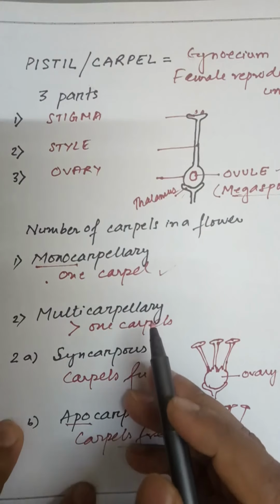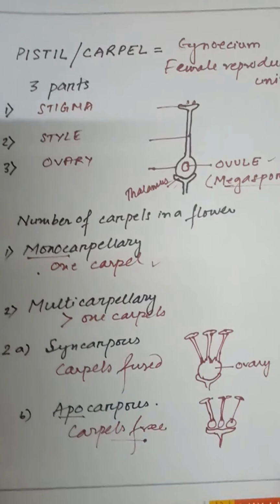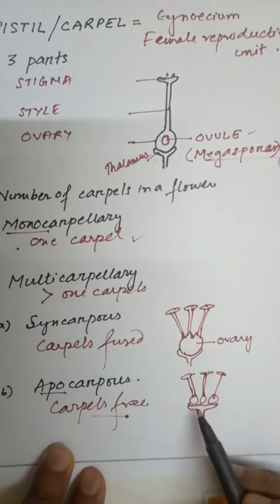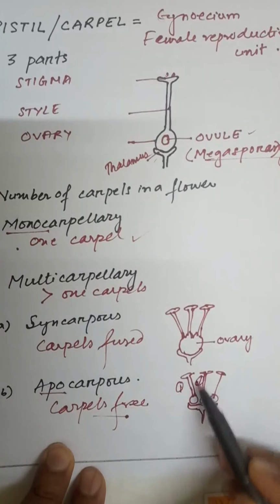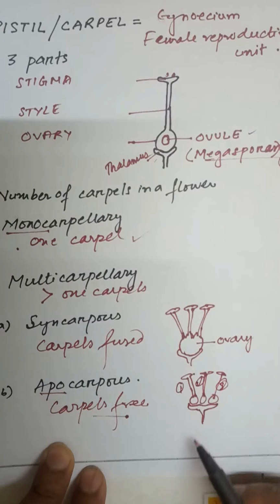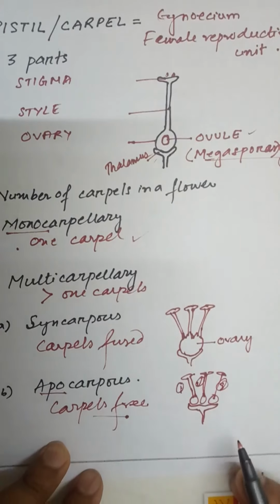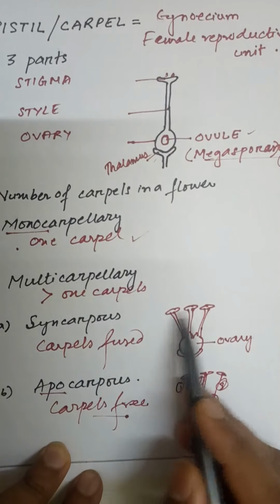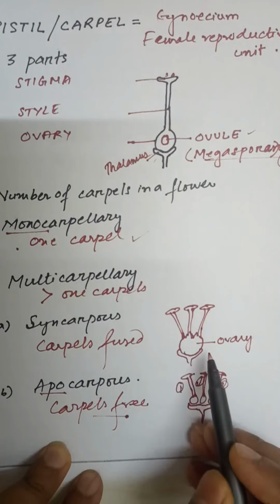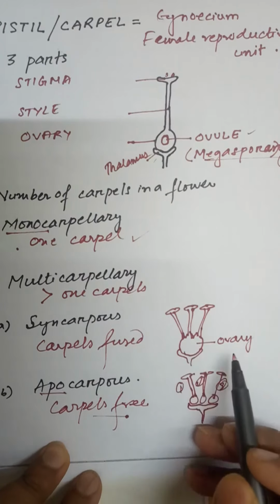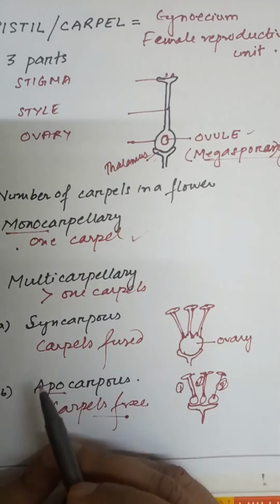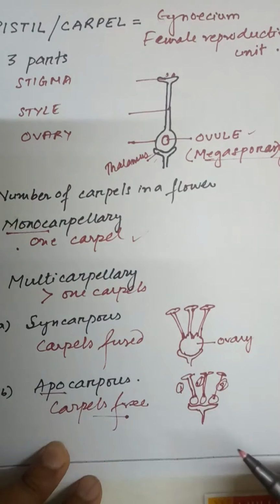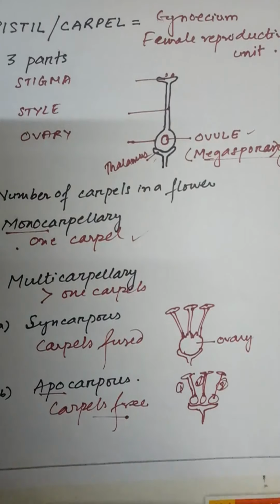Now, when more than one carpels are present, the carpels may be free, like this. This is one carpel, this is carpel number 1, carpel number 2 and carpel number 3. So when the carpels are free, it is called apocarpous. But when the carpels are fused, like here you can see, although the stigma and style are free, the ovaries, three of them, are fused together to form a single ovary. In that case, it is called syncarpous. So in multicarpellary flowers, the carpels or the pistils may be united, known as syncarpous, or may be free, known as apocarpous.